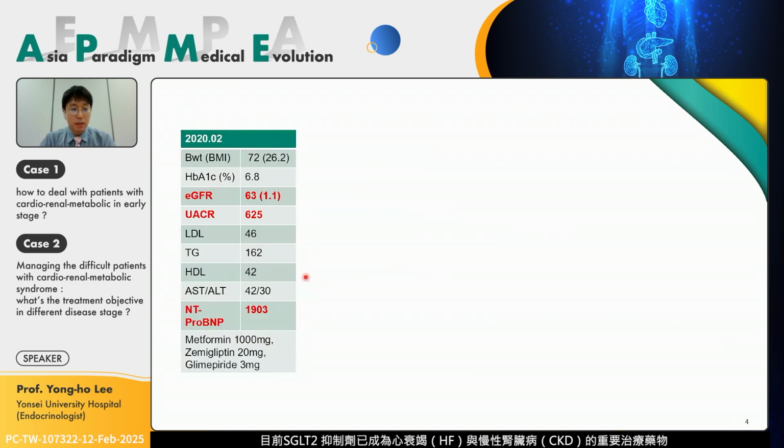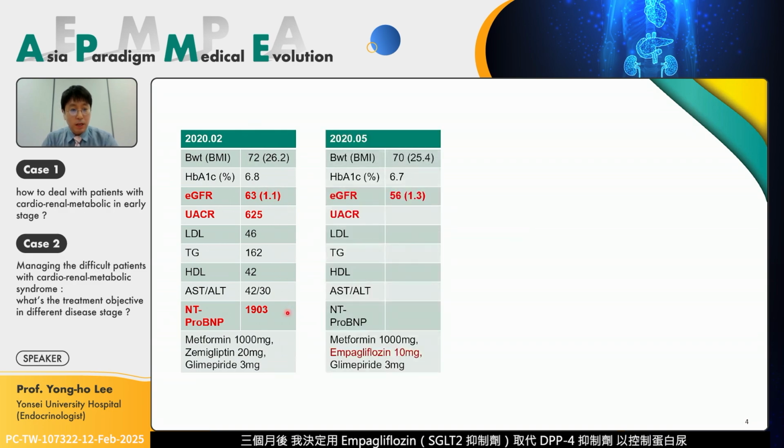So these days, you can use SGLT2 inhibitors because there is a compelling indication for heart failure and CKD. Two years ago, he came to our clinic, and initial HbA1c was 6.8 and GFR 63. After 3 months, I decided to use empagliflozin, changing from the DPP-4 inhibitor, to control his proteinuria, and we also wanted to use this SGLT2 inhibitor to control heart failure as well.